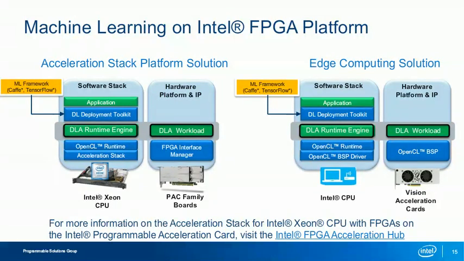On the right is the edge computing solution. Here the software stack is identical to the left, but at the bottom, instead of the acceleration stack, you have the OpenCL board support package driver. On the Vision Acceleration PCIe card with FPGAs, the interface to the CPU is pre-built as part of the FPGA OpenCL board support package. Again, the hardware is seamlessly hidden from the inference application in the OpenCL layers. As you can see, this suite of tools abstracts away the details of enabling the FPGA and allows software developers to easily leverage the FPGA for inference tasks.